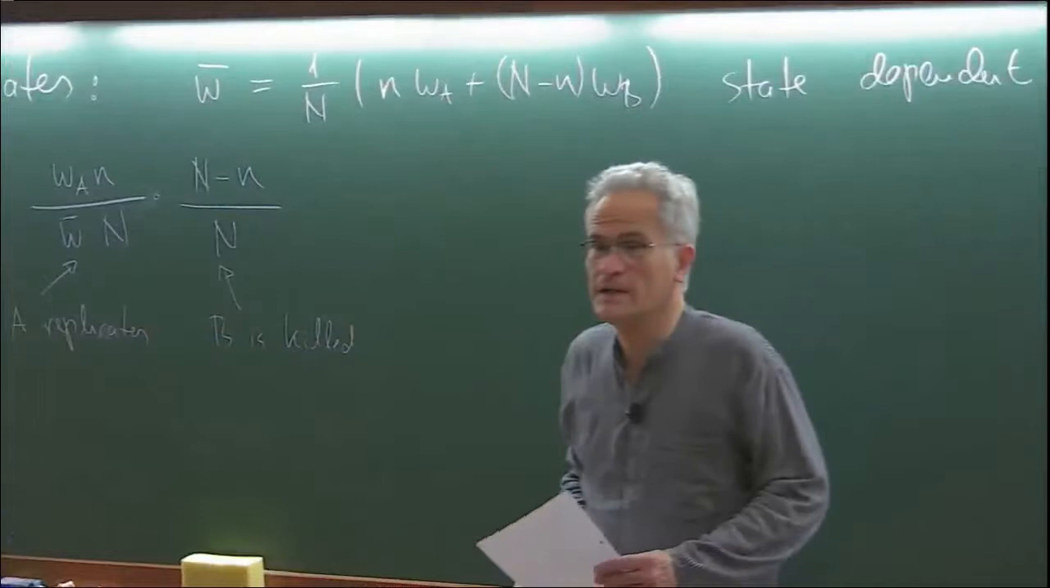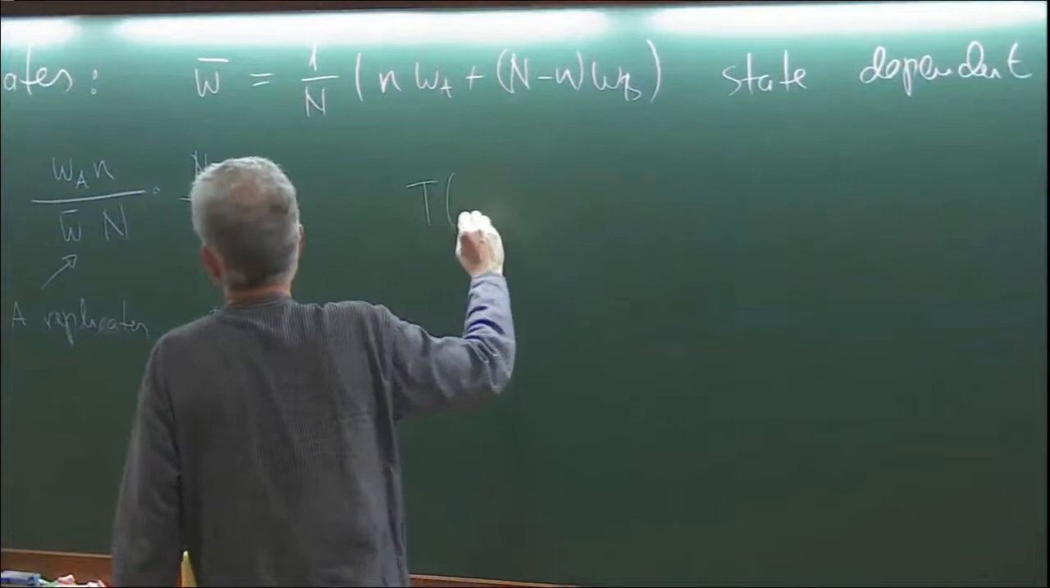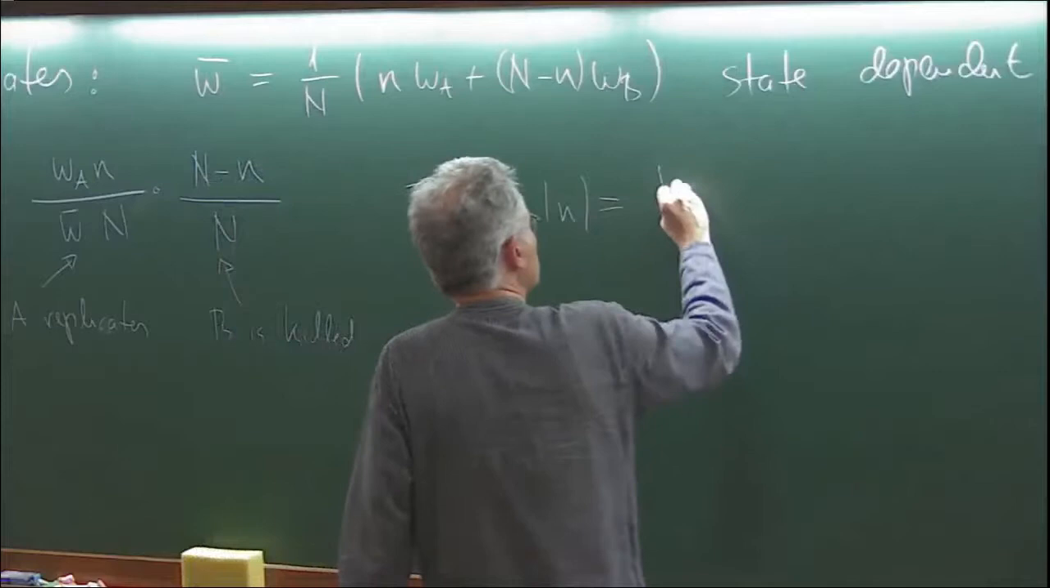Okay, is that clear? And then the other step is, of course, analogous. So here we just have to do WB times N divided by W bar N.